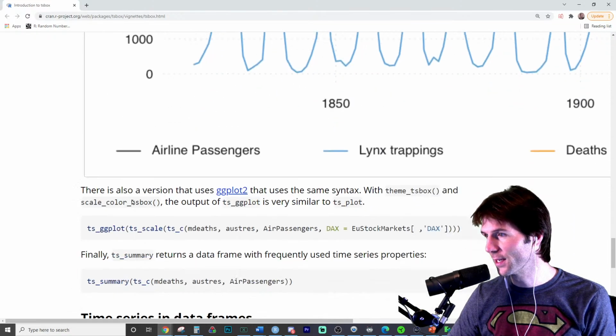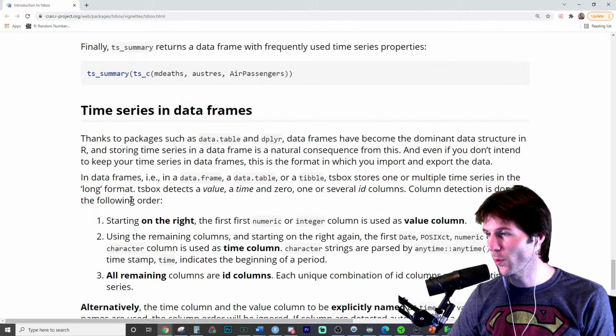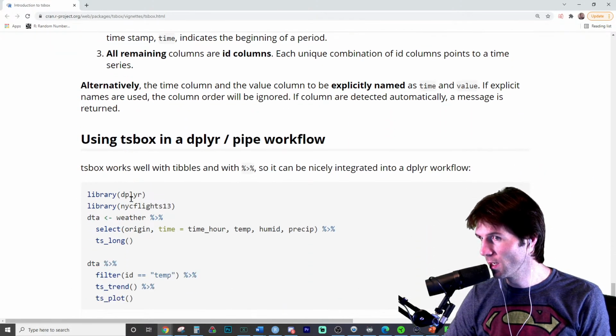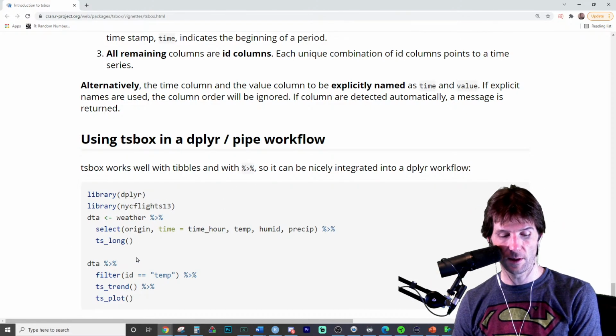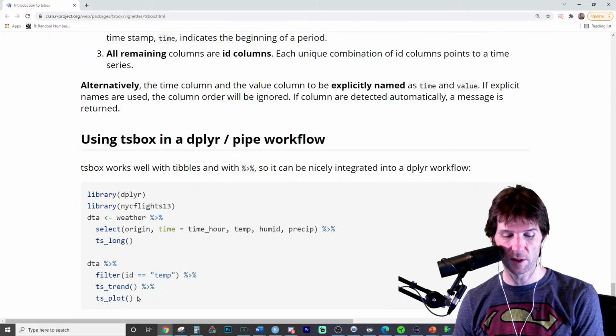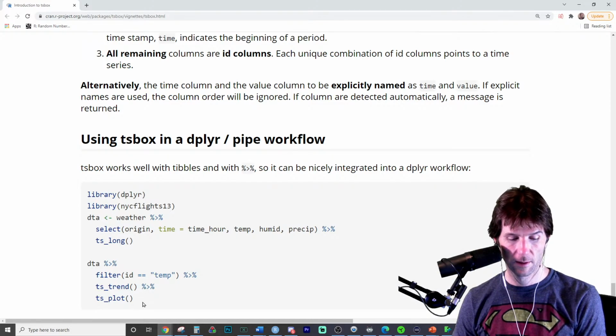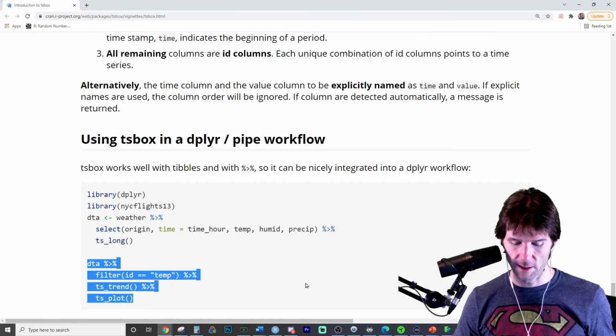I think everyone right now is fighting for which time series thing to use. And there's TSBox talking with dplyr and the pipe flow workflow. There we go. So they're piping through a TSBox, TS plot. I'll take a look at this. This is pretty interesting.